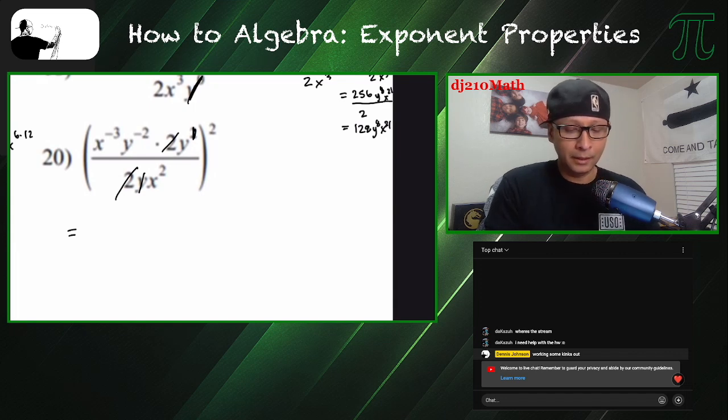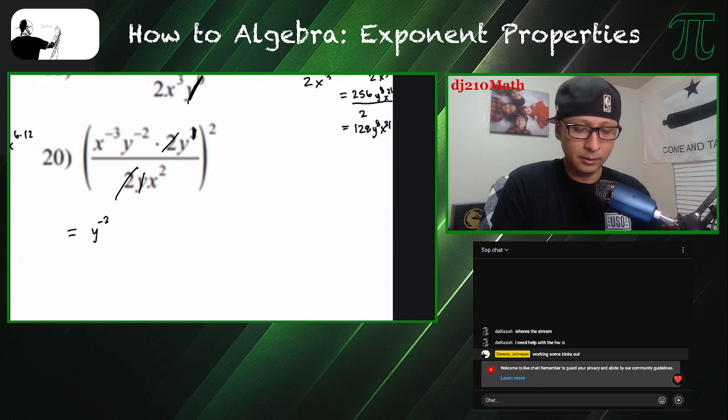Okay, so let's see. So y to the negative 2 minus, actually plus 1, right? Because we're multiplying common bases, so we can add the exponents. So this negative 2 plus 1. This negative 3 here is going to be x to the negative 3 minus 2. Right? Top minus bottom. Always top minus bottom. And this is all squared, by the way.